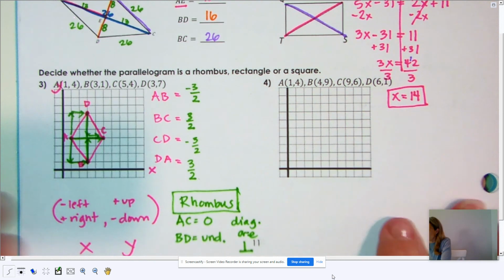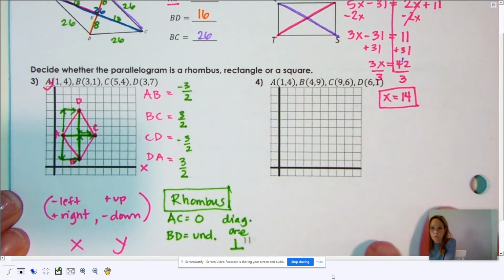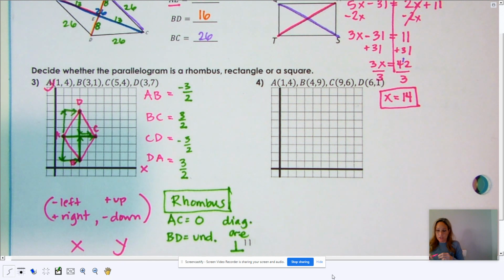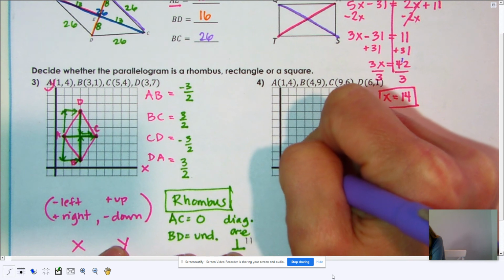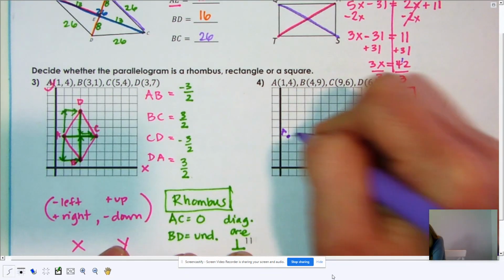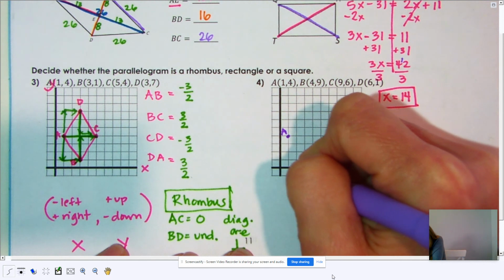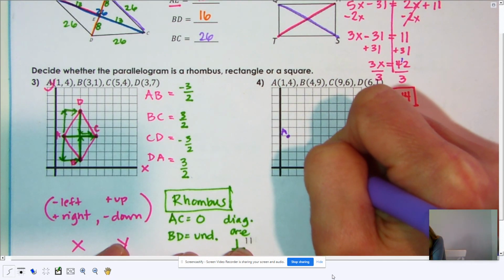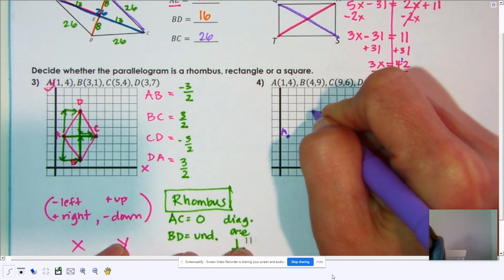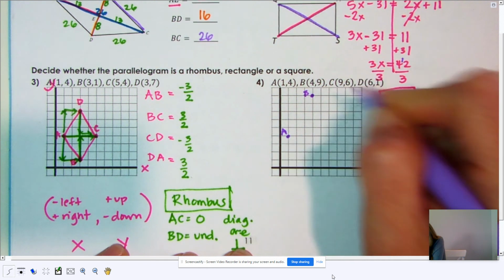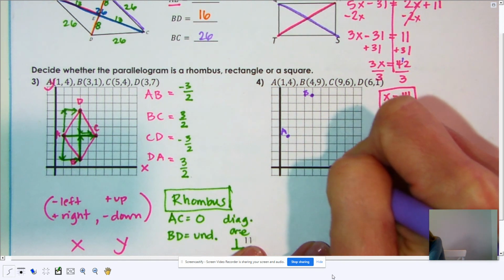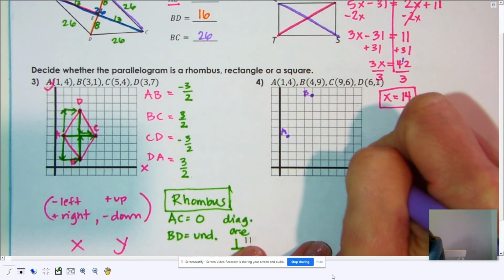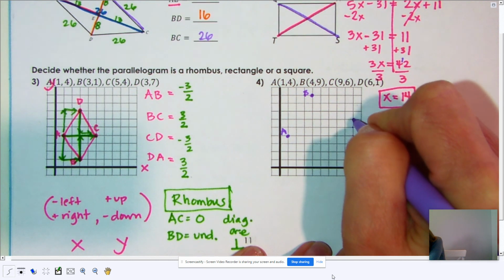All right, question number 4 here. We're going to plot the points again. I'm going to switch colors. I'm bored of pink, so let's go purple this time. A is over 1 to the right, up by 1, 2, 3, 4. So that's point A. B is over by 4, up by 9. So 1, 2, 3, 4 to the right, and 1, 2, 3, 4, 6, 7, 8, 9. So that's point B. C is over 9, up 6. So 1, 2, 3, 4, 5, 6, 7, 8, 9, up 1, 2, 3, 4, 5, 6.